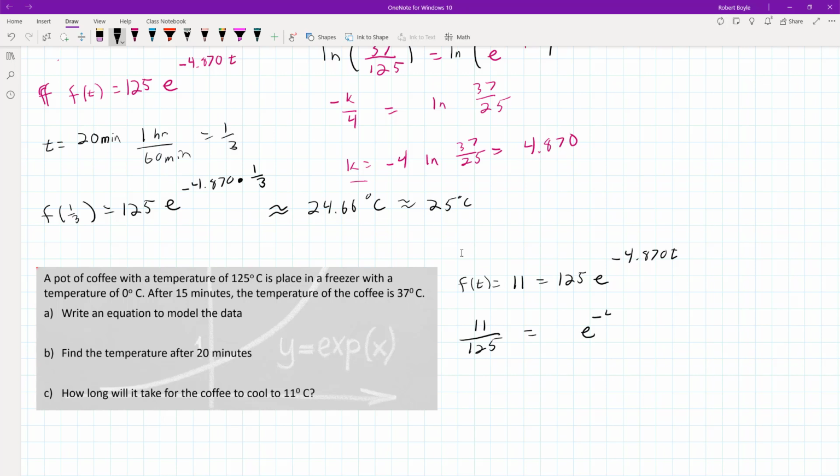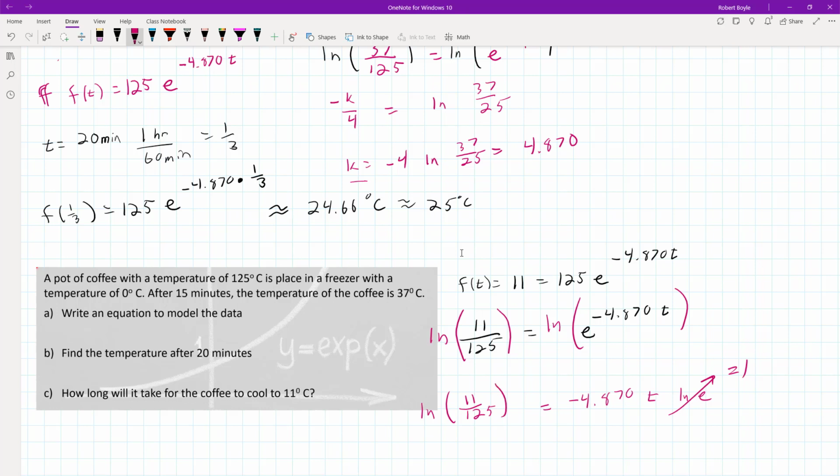e to the negative 4.870 times t. I can then take the natural log of both sides. And then according to the power property, this is going to be equal to negative 4.870 times t times the natural log of e, which by the way is equal to 1. And over here we're going to have the natural log of 11 over 125.